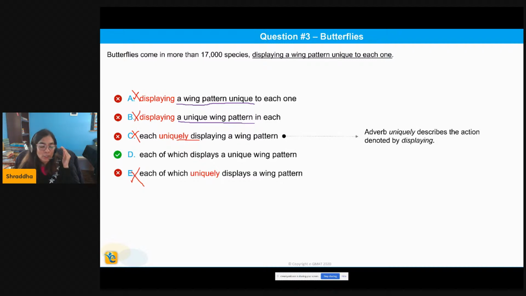So choice E indeed is the correct sentence over here. But again, I would like to bring your attention to the structure of choices C, D, and E, with the displaying gone: each of which displays a unique wing pattern. They are talking about 17,000 species, each of which displays a unique wing pattern. And this is the kind of answer choice that we were looking for, where these two pieces of information come across as independent pieces of information: that butterflies come in so many species, and every single species has a unique wing pattern. And that meaning is correctly presented.